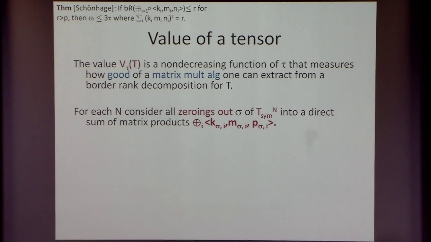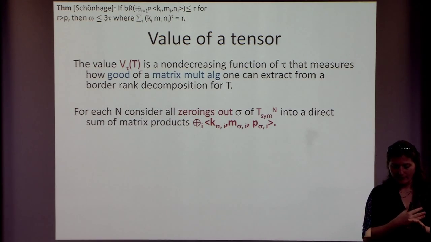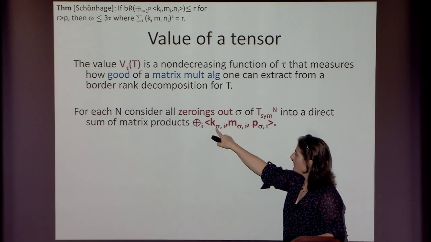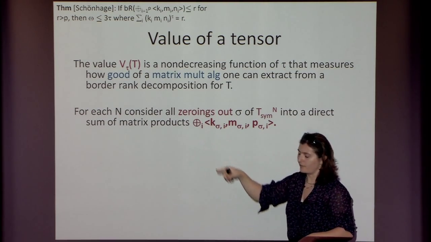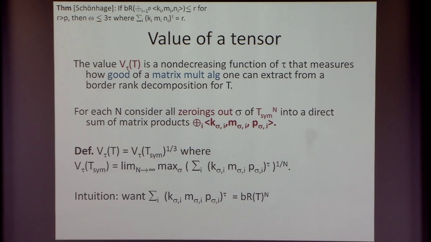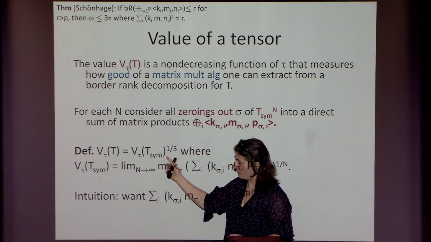And here's a definition. For every tensor power n of the symmetrized tensor, you look at all the possible zeroing outs into a direct sum of matrix products. These zeroing outs could have different dimensions, so the dimensions may depend on the zeroing out sigma, and there can be different numbers of these. But there's some number of these for each particular tensor power n, and then we define the value of the tensor as the third root of the value of its symmetrized one.